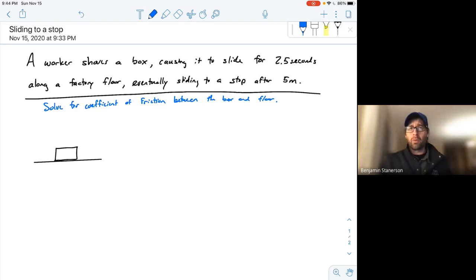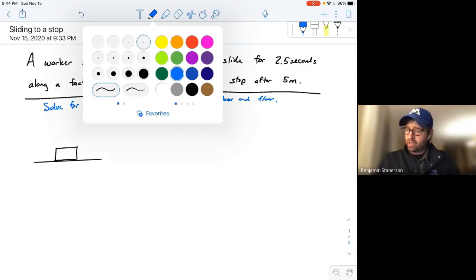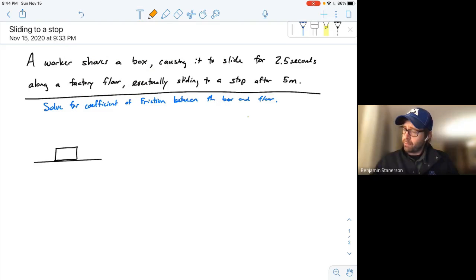Okay, so we know the question would ask things like, what is the coefficient of friction between the box and the floor? Now, at first glance, you might be asking yourself, well, in order to solve for coefficient of friction, I need the frictional force and also the normal force. And in order to find normal force, I'm going to need the mass because that's related in this case to the weight. So anyway, I have to figure out a way to do it without those variables.